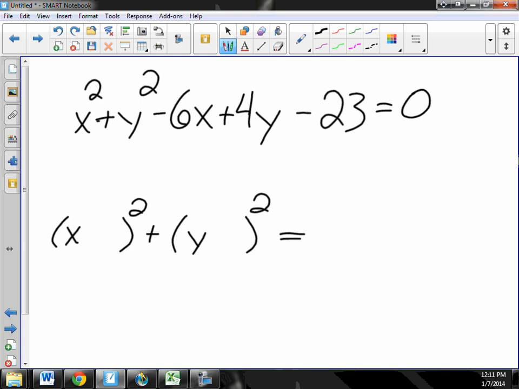So today, most of the worksheet is going to be similar to the one you did last time. And there are 4 problems where you have to convert from standard form into vertex form. And it's really easy to do. It's something we've done before. Okay? So what I'm going to do first is group the x's and the y's together. And I'm going to move that 23 to the other side. So x squared minus 6x, y squared plus 4y equals 23.